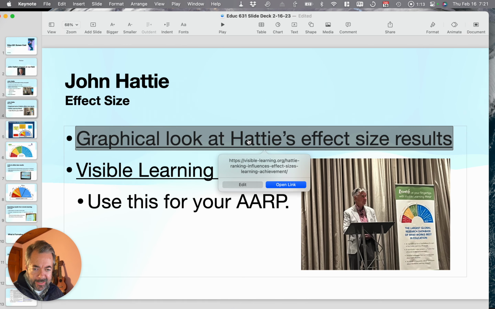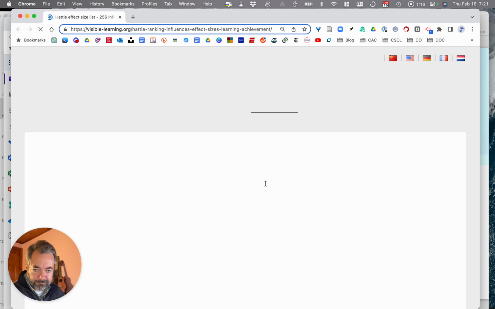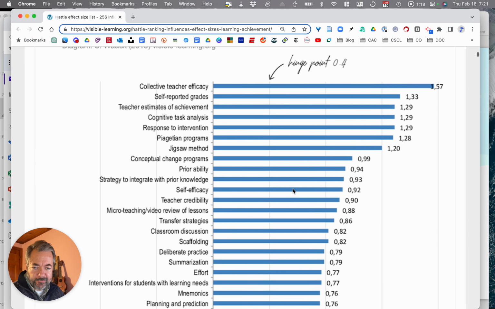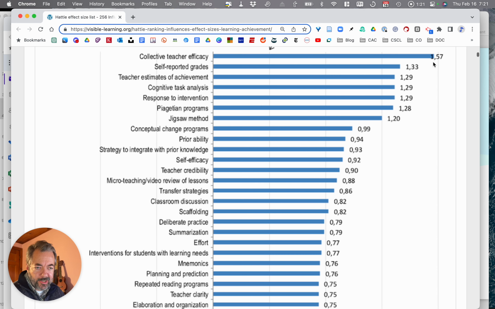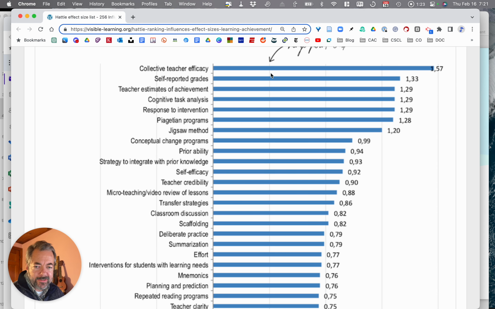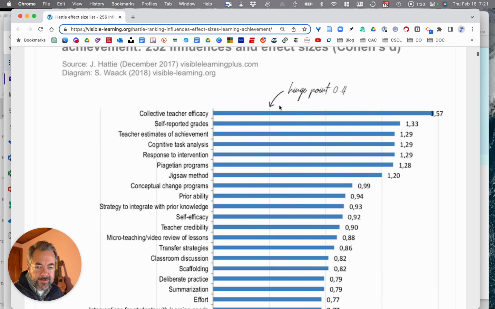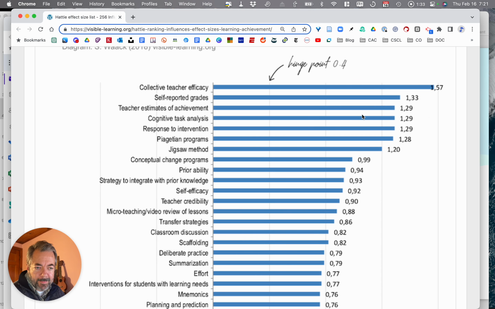So if we look at some of his work, you see it here. For instance, this number here, the higher the number, basically, the more effective it is. And collective teacher efficacy is by far the highest number, as you can see here in all these effect sizes. Again, as I mentioned, next month he's coming out with a new Visible Learning book with all new data. Some of these numbers will go up and maybe some will go down, but there'll be new categories too.